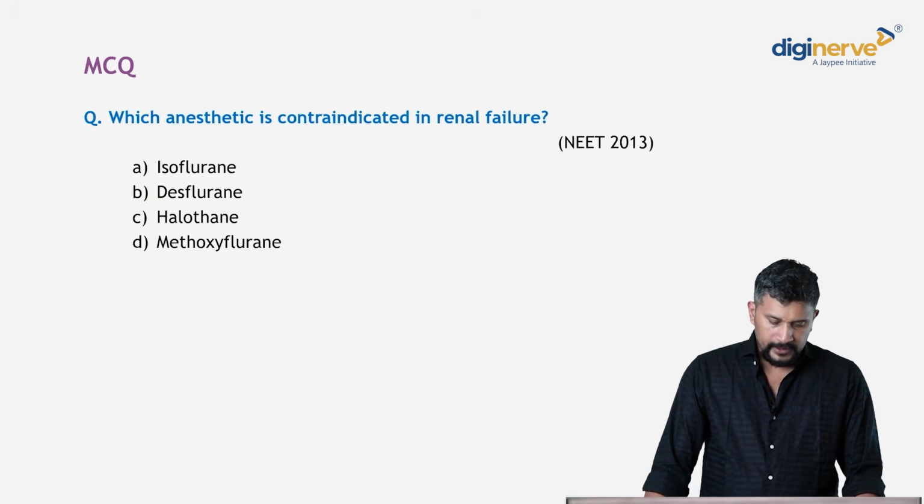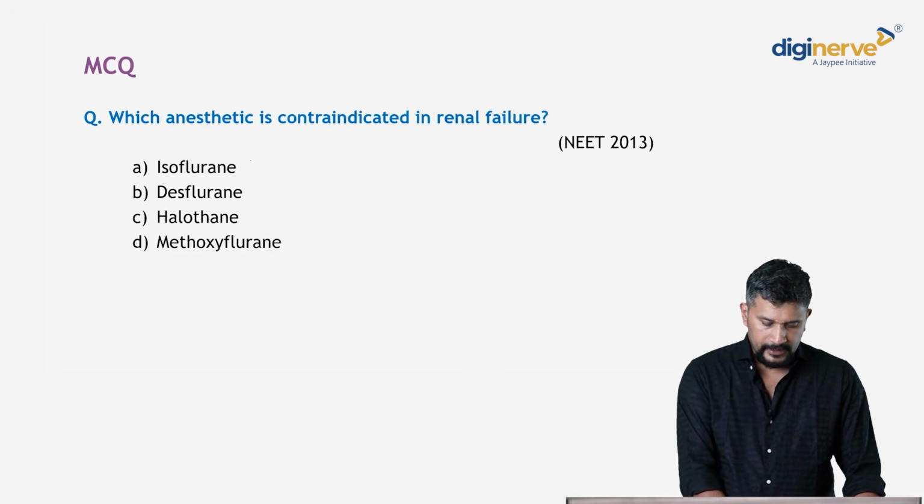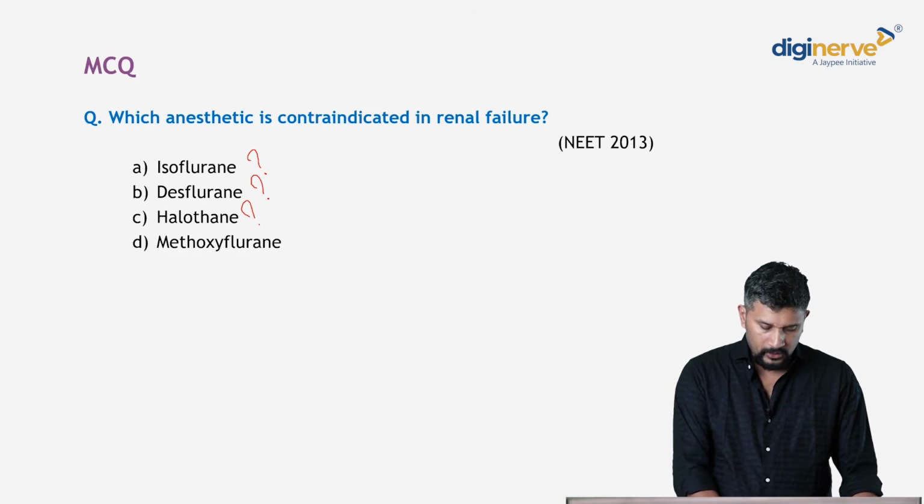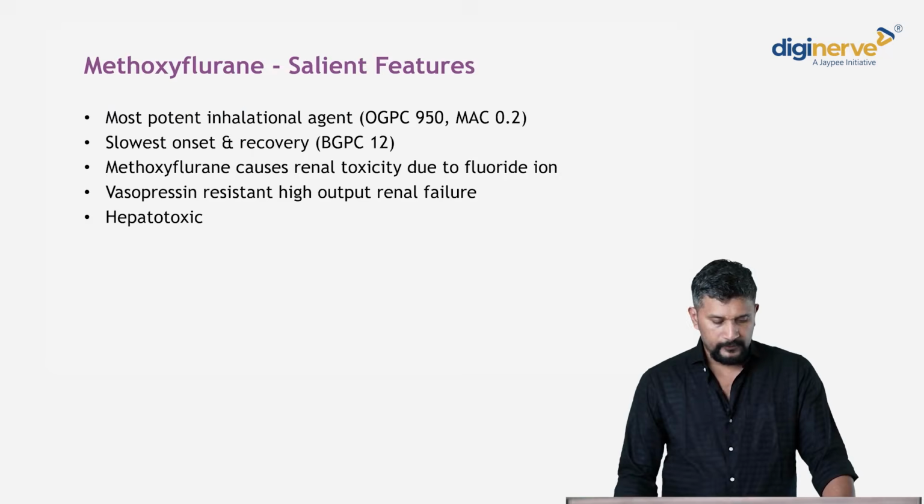Which of the following anesthetics is contraindicated in renal failure? Is it A, isoflurane? Is it B, desflurane? Is it C, halothane? Or is it D, methoxyflurane?